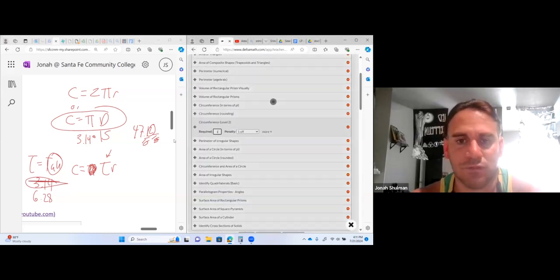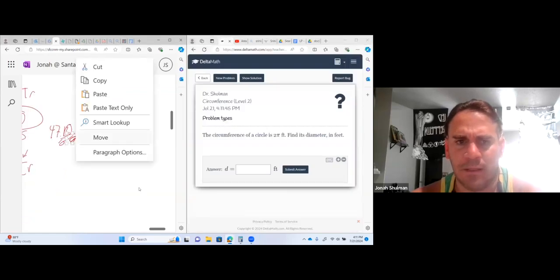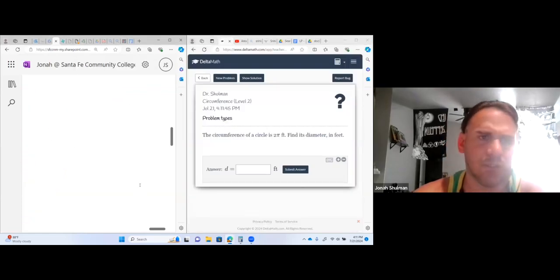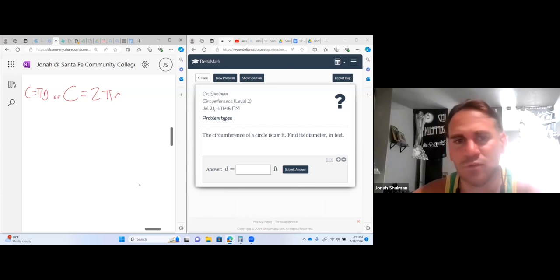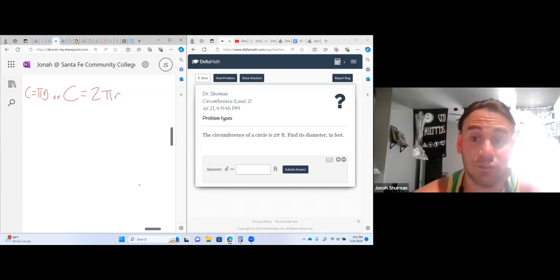All right, level 2. Let's bring it up. All right, so now I get to work backwards. Circumference equals 2 pi r, or circumference equals pi d. A great lesson to do with circles to help students understand all the parts is you can have them design their own rims. It's really cool. So it says the circumference of a circle is 2 pi, find the diameter.